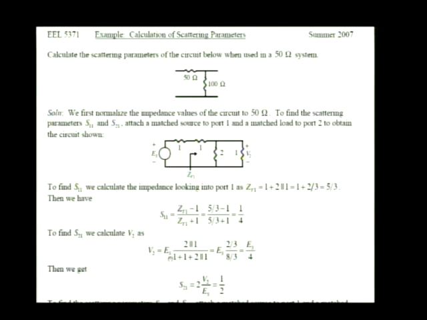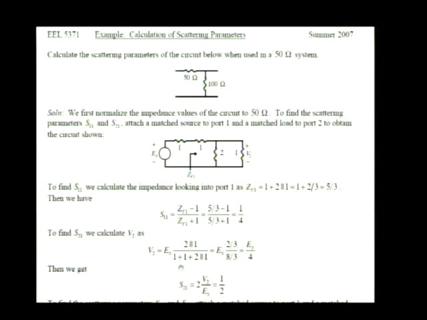V2 is the total voltage ES times the voltage division factor of the impedance of the portion of the circuit that we're trying to find the voltage across, which is 2 ohms in parallel with 1 ohm, divided by the entire impedance, which is this impedance plus that impedance. It's 1 plus 1 plus the 2 in parallel with 1.